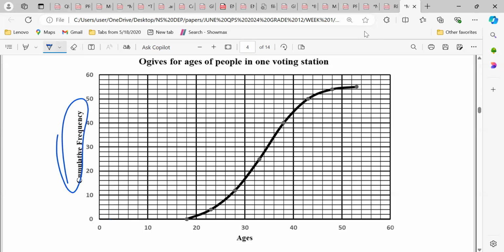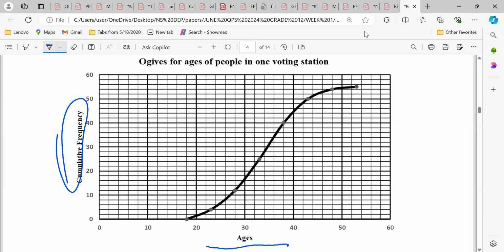And then from here onwards, the cumulative is going to give us the number of people. Cumulative is going to give you the number of people. And then this one gives you the ages. So this one gives you the ages, and then this one gives you the number of people. So any question that is going to be asked about the number of people, we are going to be looking at y. Anything that is going to be asked about the ages, we are going to be looking at x.